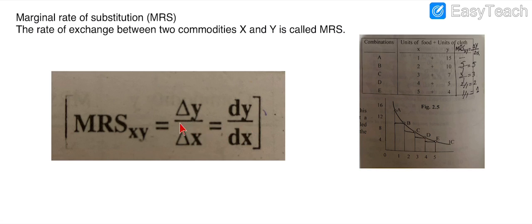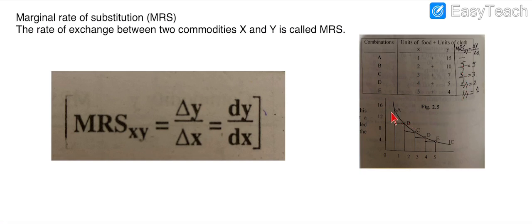And how can we measure it? MRS is dy over dx, and this change can be measured with the help of a table and diagram. You can see here in the table that we divide the change in Y by the change in X. What changed in Y, from 15 to 10, is 5. And what changed in X, from 1 to 2, is 1. This means 5 divided by 1 is equal to 5, 3 divided by 1 is equal to 3, 2 divided by 1 is equal to 2, and 1 divided by 1 is equal to 1. This decreasing slope shows the marginal rate of substitution.